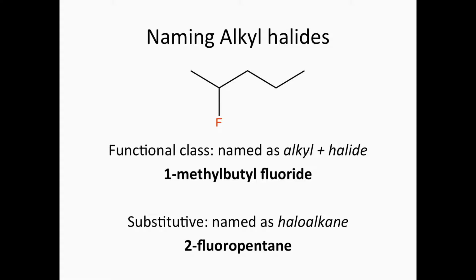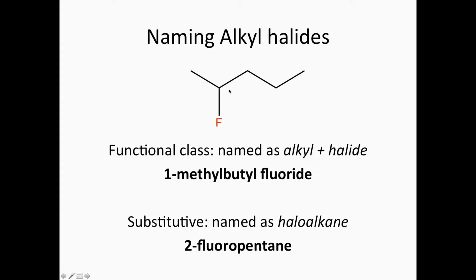The second word includes the name of the halogen in the molecule as a halide. So roughly, functional class nomenclature for alkyl halides has the form alkyl as the first term, halide as the second term. Let's look at the example on this slide. First, we identify the longest chain that starts at the point of attachment to the halogen. So we start here. If we count, we have 1, 2, 3, 4 carbons going to the right.